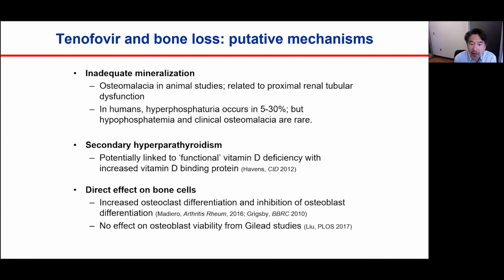And lastly, there are data from in vitro studies that show that tenofovir has direct effect on bone cells, that it can increase osteoclast differentiation, which promotes bone resorption, and it also can inhibit osteoblast differentiation, which may produce problems with bone formation or mineral deposition. In contrast, from the studies that have been produced from Gilead, there does not seem to be any effect of tenofovir on their in vitro studies. So some differences in data from that arena as well.